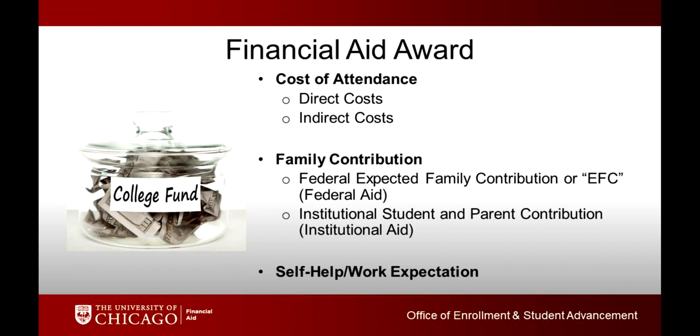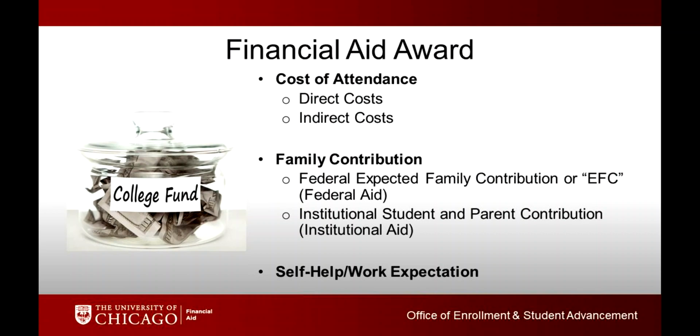A direct cost is something that you have to pay directly to the university. So tuition, fees, room and board when you're on campus. Indirect costs are things that you might pay. Books, supplies, transportation, personal expenses, and so on, and room and board when you're off campus, not billable by the university. This total cost of attendance equates to around $84,000 per year.